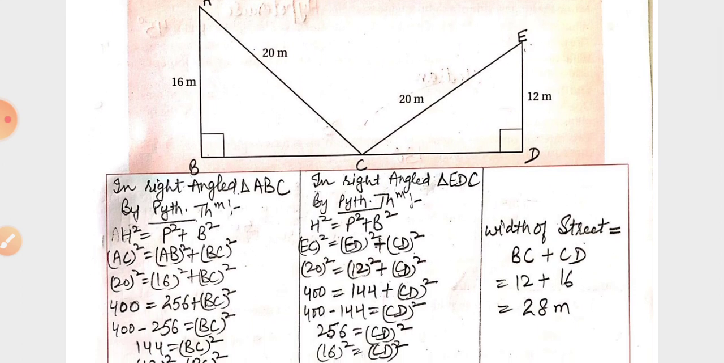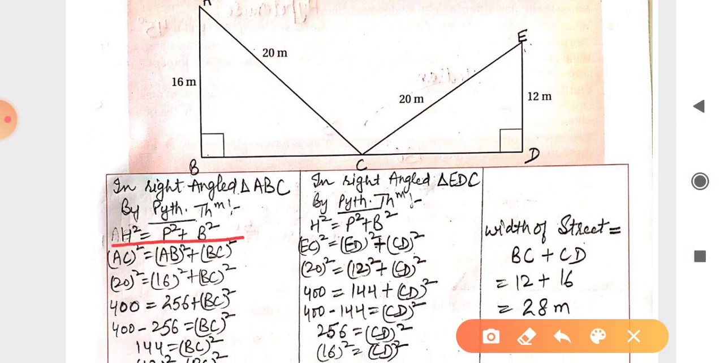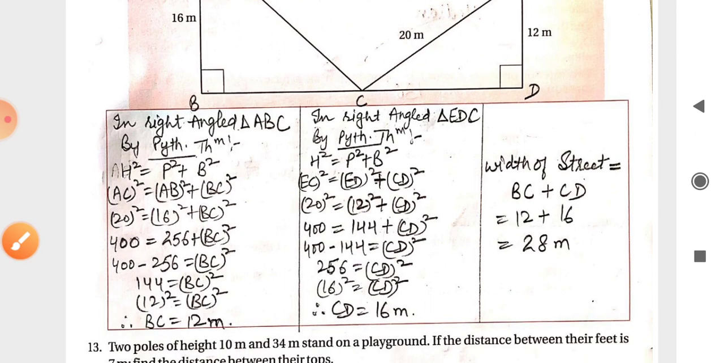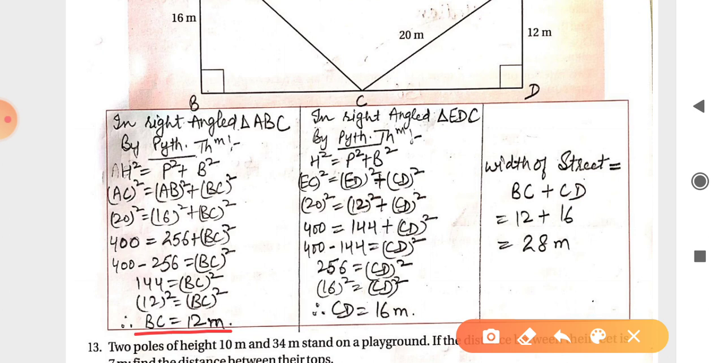By the Pythagoras property we have hypotenuse square is equal to perpendicular square plus base square. In triangle ABC, the hypotenuse is AC. Then AC square is equal to AB square plus BC square. Now put values. We get 20 square is equal to 16 square plus BC square. After solving it, we get BC is equal to 12 meter. So we have found the value of BC.